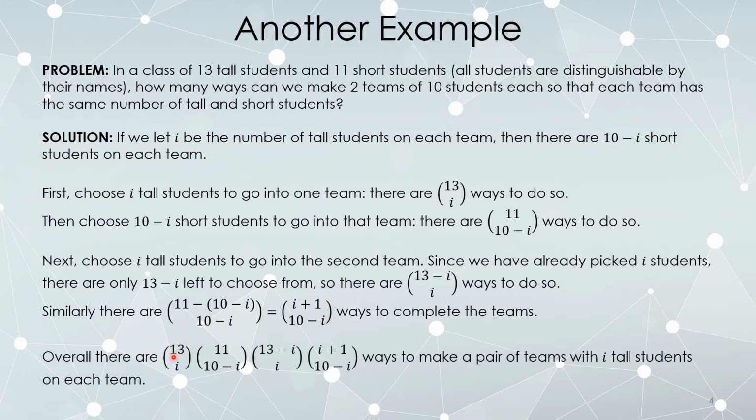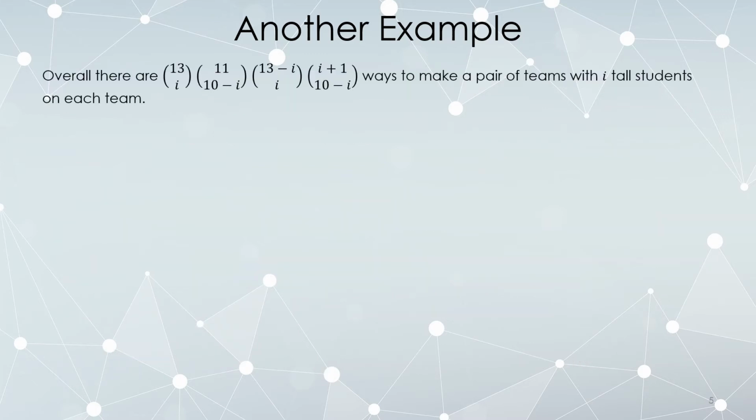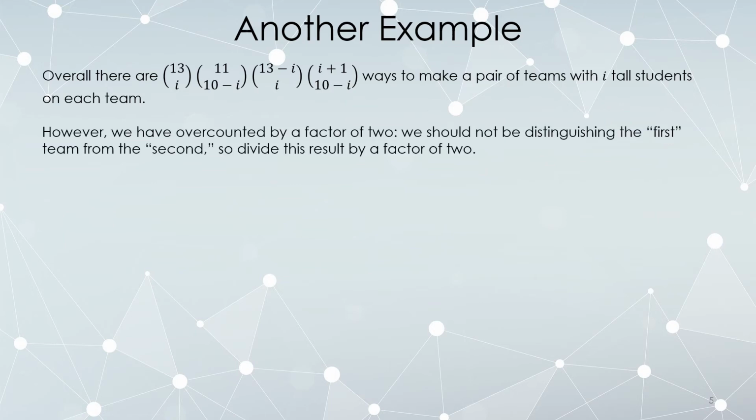So overall, first choose I tall students out of 13 for the first team, then choose 10 minus I short students out of the 11 short students for the first team. And then, from the remaining 13 minus I tall students, choose I of them to go into the second team. And from the remaining I plus 1 short students, choose 10 minus I of them to go into the second team. Since these 4 tasks were all completed in sequence independently of one another, we just take their product. So continuing, we've discovered there are this many ways to make a pair of teams with I tall students on each team. But we actually overcounted.